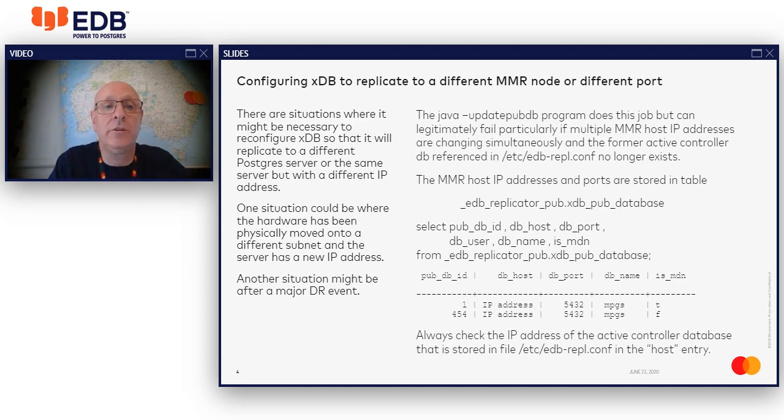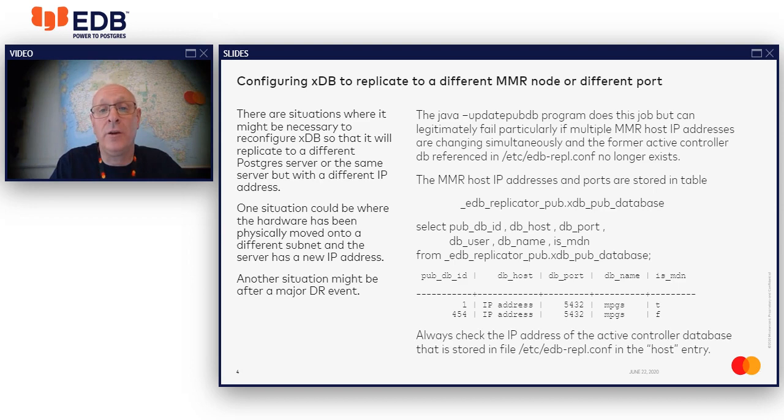So let's now move on to configuring xDB to replicate to a different MMR node or different port. You might want to do this, for example, when the IP address is being changed because, say, the hardware has been moved onto a different subnet. Maybe there's been a DR event. What you can do firstly is use the Java -updatepubdb option to actually do this for you.